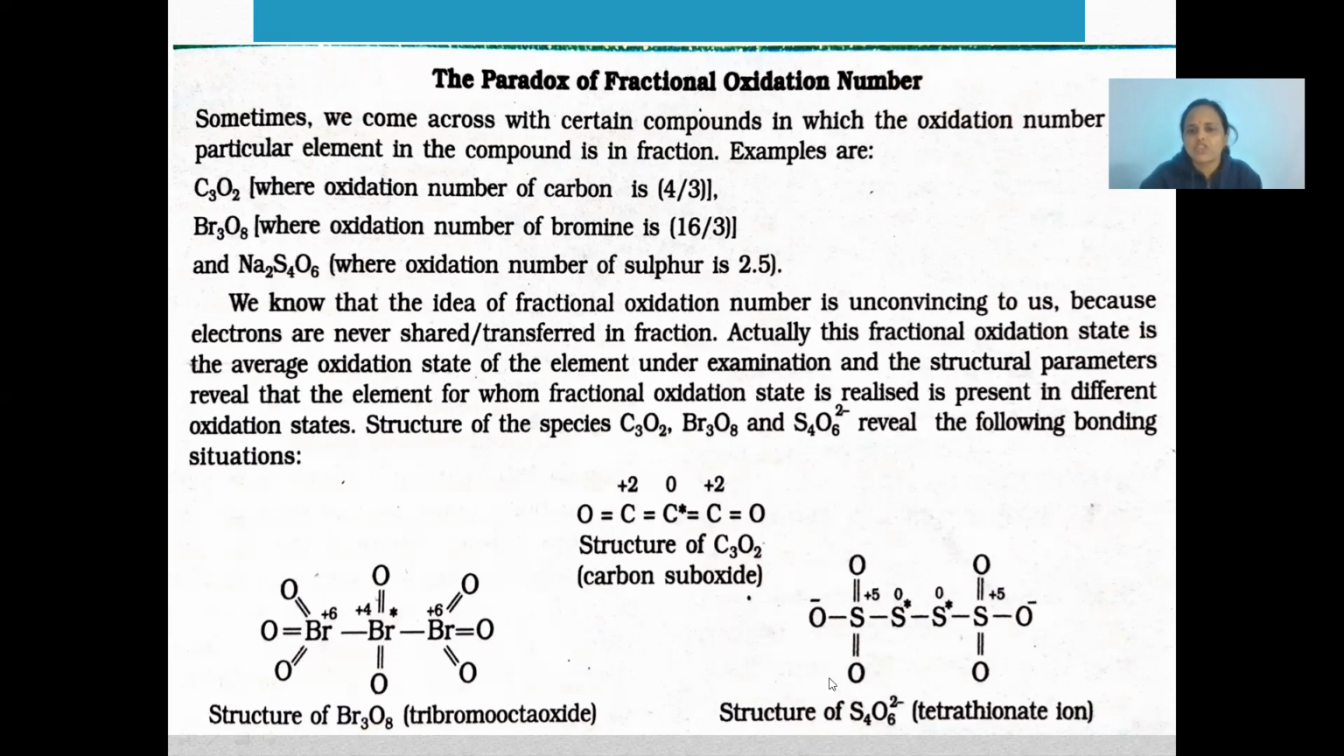Similarly, when you look at the structure of S4O6²⁻, that is tetrathionate ion, sulfur is present in +5 oxidation state. Second sulfur is 0. Third sulfur is present in 0 oxidation state. And fourth sulfur is also present in +5 oxidation state. So overall, the average oxidation state of the sulfur comes out to be 10/4, which is 2.5. That is the average oxidation state of this sulfur. And this is the paradox of fractional oxidation number.